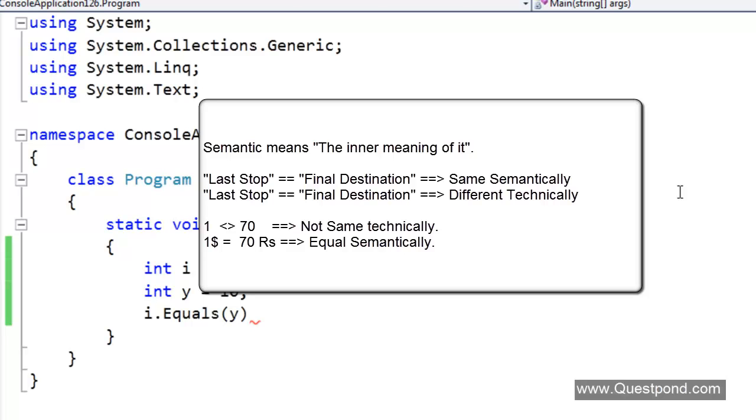For example, 1 is not equal to 70, but $1 is equal to 70 rupees. So semantically, $1 is equal to 70 rupees, but technically, mathematically, 1 is not equal to the number 70. So humans use two ways of comparing things. One is the technical way, the accurate way, scientific way, mathematical way, pattern way, and in the technical way, one human cannot differ from another human. The second way of comparison is by using semantics. Semantics means there are certain business rules involved in comparing things.